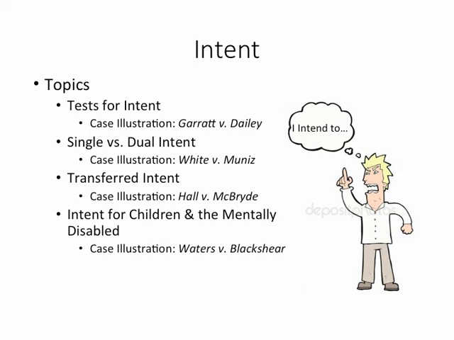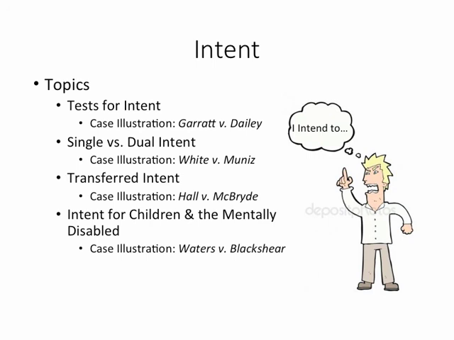So we're going to round out this introduction by at least giving you a roadmap of the topics that we'll look at for the concept or the element of intent. We'll first look at the test for intent, and we'll use the Garratt versus Dailey case in order to see what they are and how they apply. We'll then look at the question as to whether or not courts will use a concept of either single intent or dual intent, and we'll use the White versus Muniz case both to get a sense as to what those concepts mean and what the policy implications are for choosing one over the other.